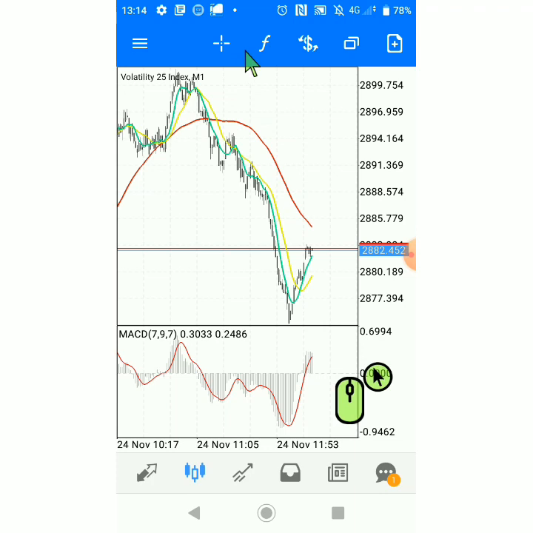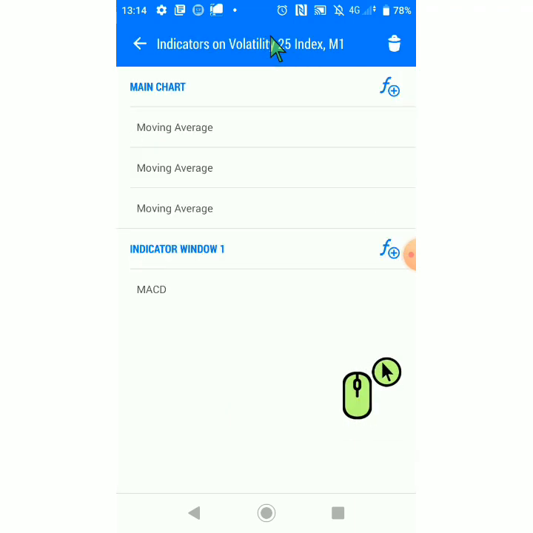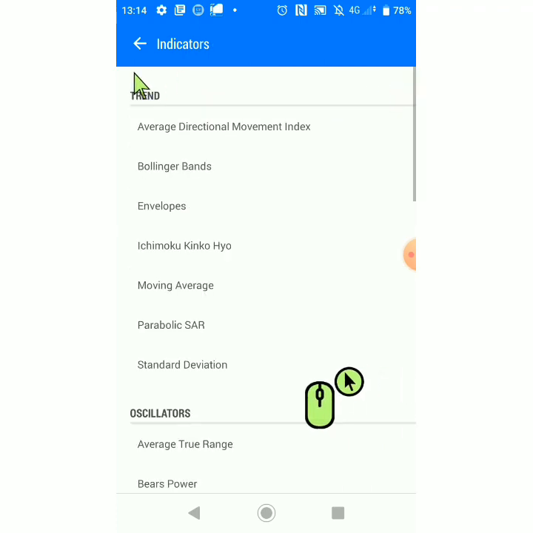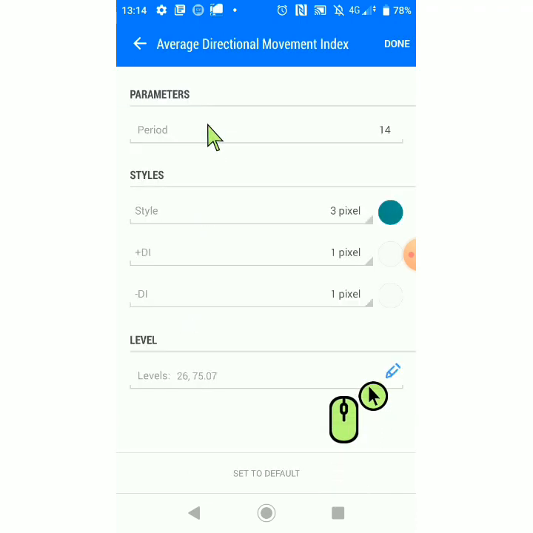Okay, so the next thing we want to add is the average directional movements. You click here, and then we'll look for average directional movement, which is this. Click on it. Now take note of the settings, period 14, style green. You can put whichever color you want, but make sure that plus DI and minus DI remains the color of your chart background. If you're using a black background, the color of this plus DI and minus DI should be black. So since I'm using white, I'll make it white, or let us make it black.